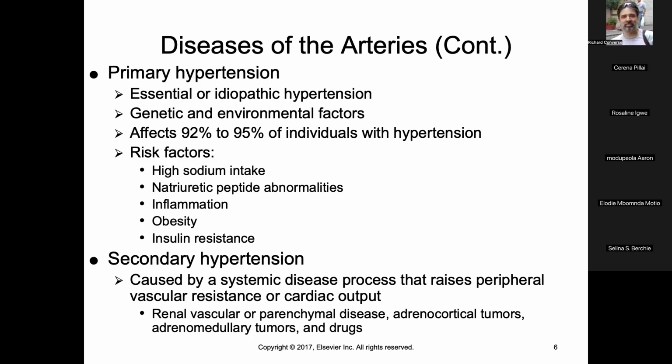Risk factors: high sodium intake, natriuretic peptide abnormalities, inflammation, obesity, insulin resistance, which really goes hand in hand with obesity. Okay. I mean, we should sort of link these together. All right. Let's do that. Right. Insulin, obesity, and insulin resistance. You might even call these comorbidities.